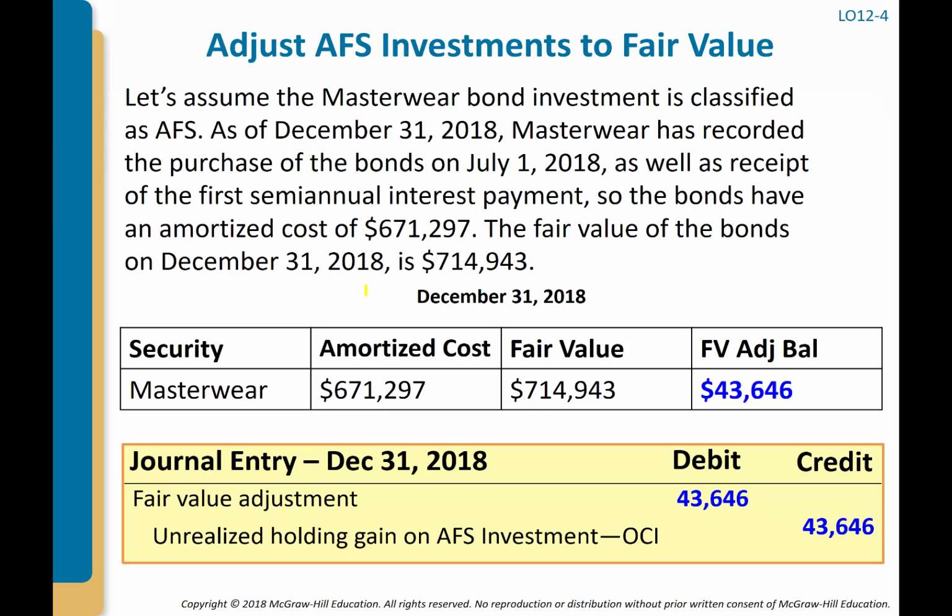Debit the fair value adjustment, credit the unrealized holding gain on AFS security, and so we're going to report that as part of our other comprehensive income, right? It's not net income, it's not a gain that we're reporting as part of our net income. It's part of our other comprehensive income.